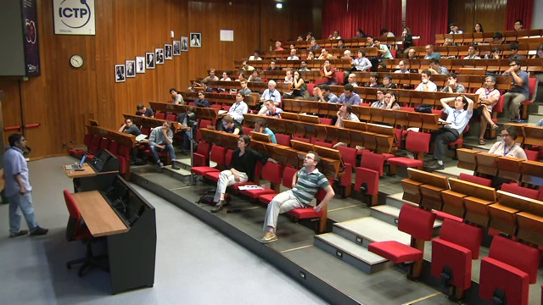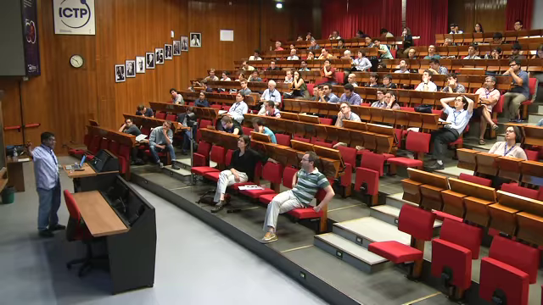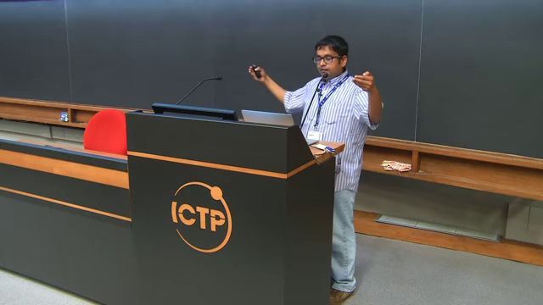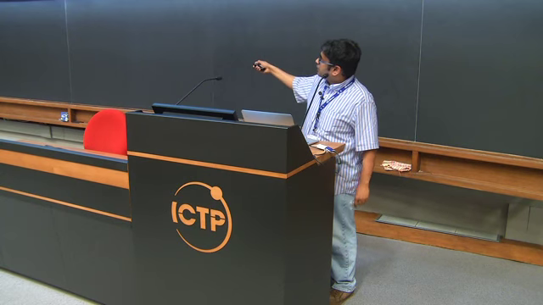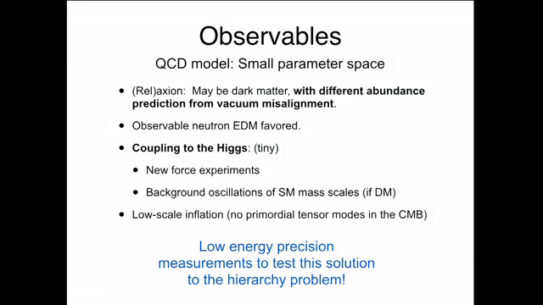Okay? And that means we do predict a new force, mediated by this very light field, coupling to standard model particles. That is something potentially observable in new force experiments, for example. Furthermore, if this field phi happens to be the dark matter, then it's a very light, coherent field that's oscillating, much like the standard axion story. All of that still works.